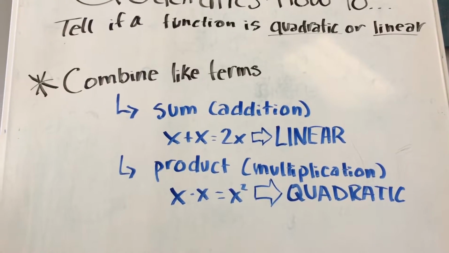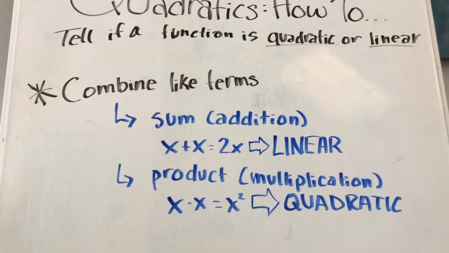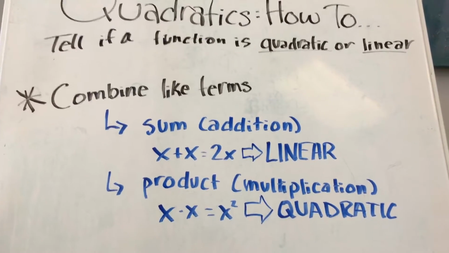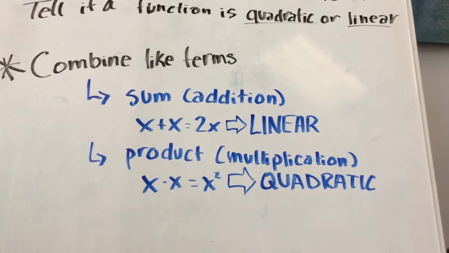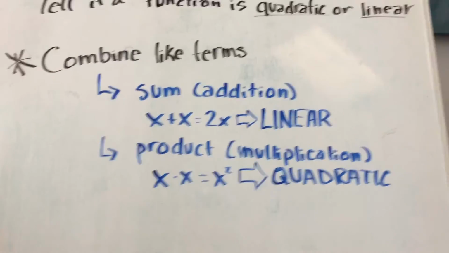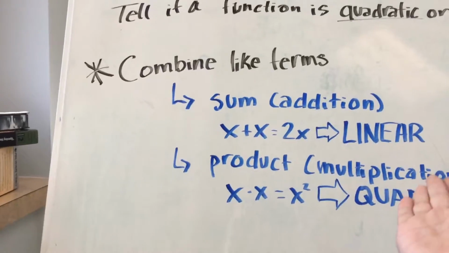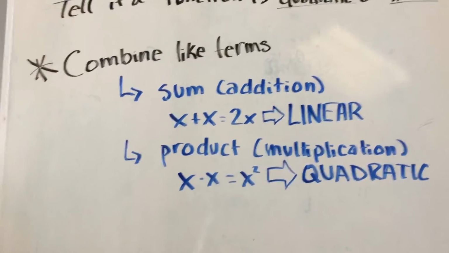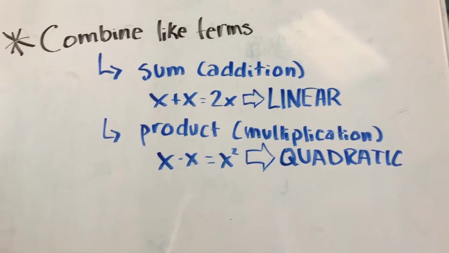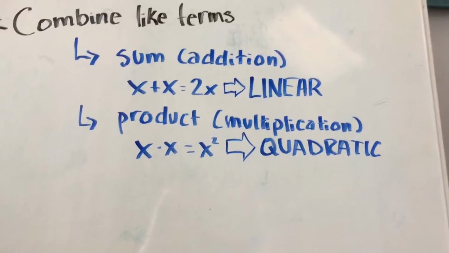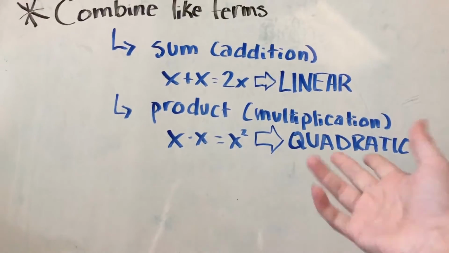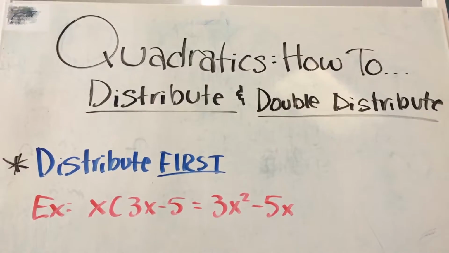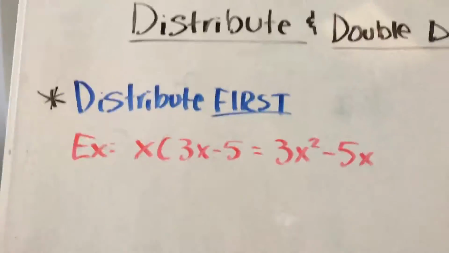This is how to tell if a function is quadratic or linear. You basically want to combine like terms, and in the end, if it's a sum, so x plus x equals 2x or something else, then it is linear. If it's a product, so x times x or 3x times 8x or whatever, then that equals x squared, which is quadratic.